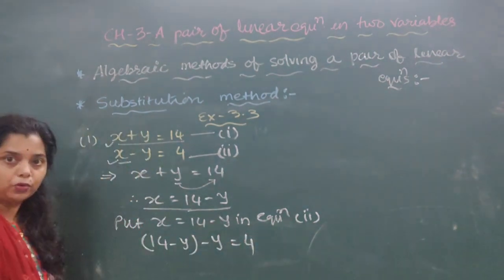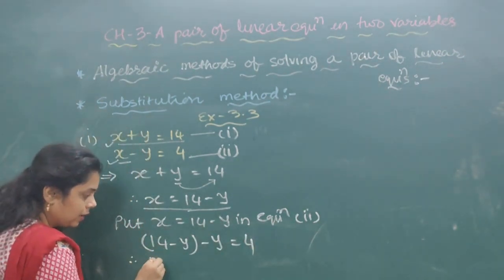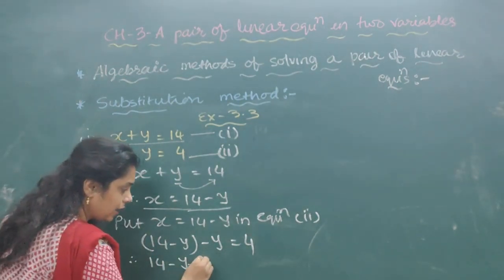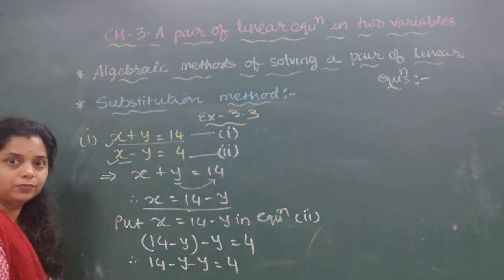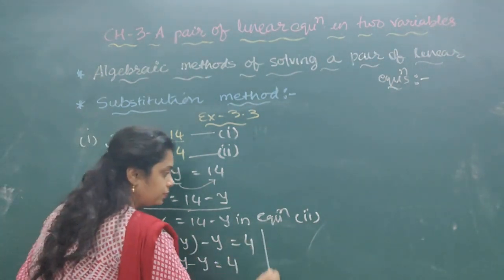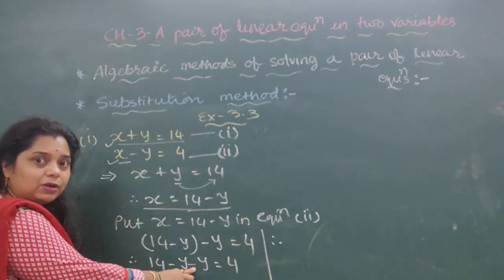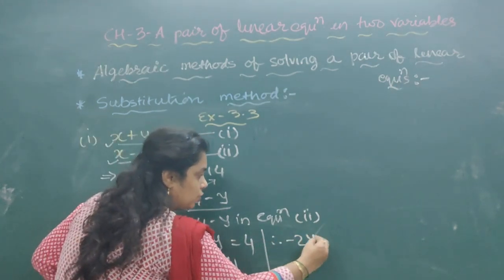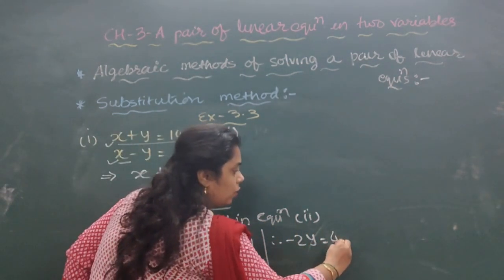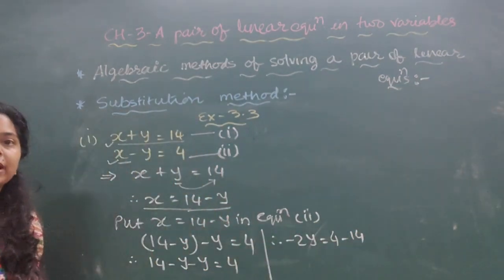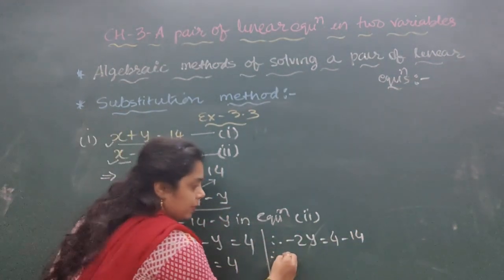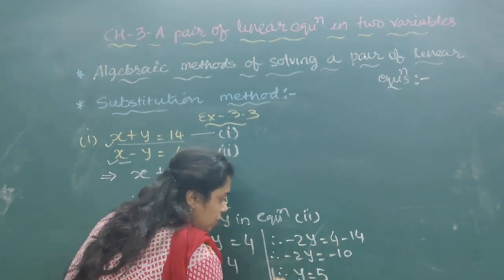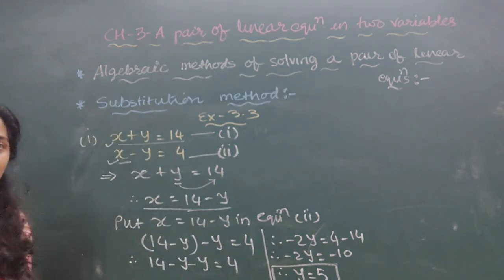So this is 14 minus y is equal to 4. Okay, and if I do simplification, then 14 minus y is equal to 4. Is it clear? Therefore I can write minus y means minus 2y, and that 14 goes to the other side. So minus 2y is equal to 4 minus 14. And therefore minus 2y is equal to minus 10. And therefore y is equal to 5.